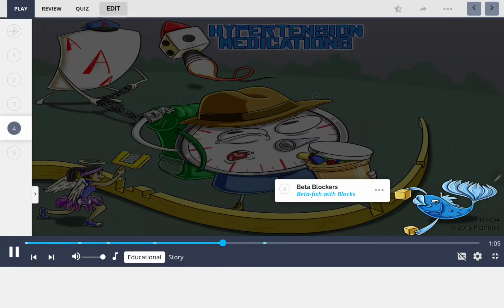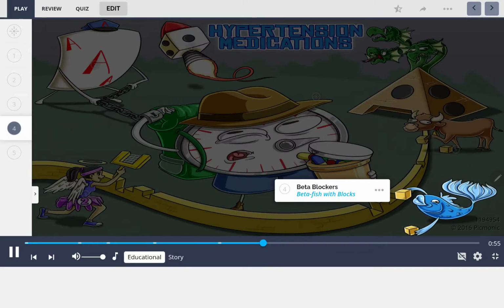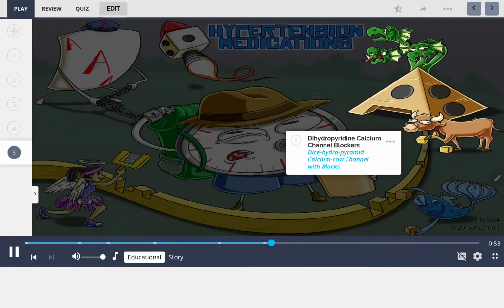Another pharmacological intervention is the use of beta blockers, as depicted by beta fish with blocks, which inhibit sympathetic nerve impulses in the heart and subsequently decrease heart rate. The last group of medications we will talk about are dihydropyridine calcium channel blockers, the dihydropyridine calcium cow with channel blocks, which work by relaxing the vascular smooth muscle and lowering peripheral vascular resistance.